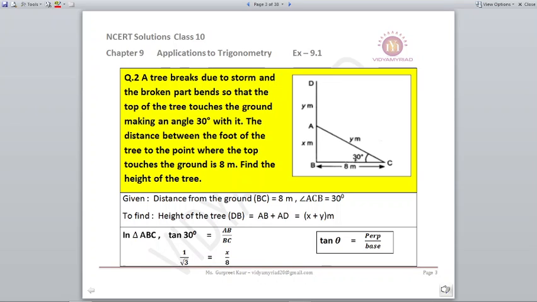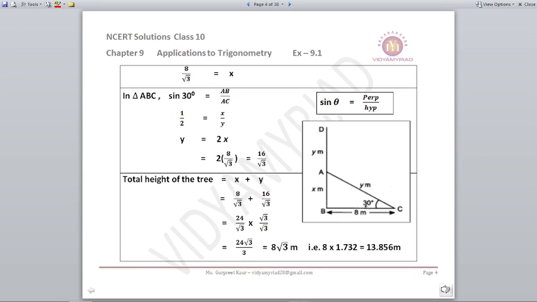What is tan 30? The angle 30 is given to us, 1 upon root 3, which is equal to x upon 8. And we will be able to find the value of x, which comes out to be 8 upon root 3. So we have AB with us now.